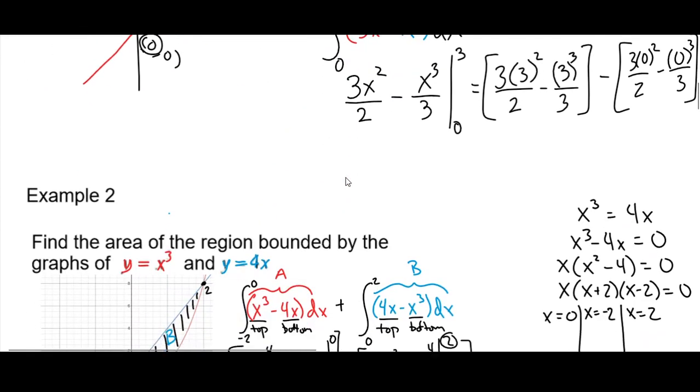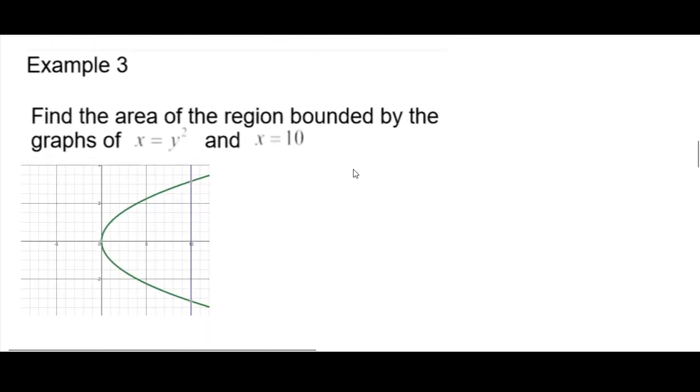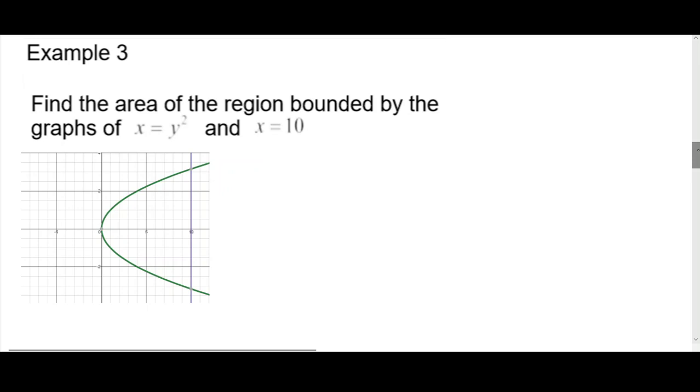I'm going to go ahead and give you a second there. I'm going to move on to this next one, example number 3. I'm looking for the area of the region bounded by the graphs. This time it's not a function of y equals x. It's now x equals y squared, right? Which puts our graph sideways here. And x is equal to 10. So I'm looking for this region here.